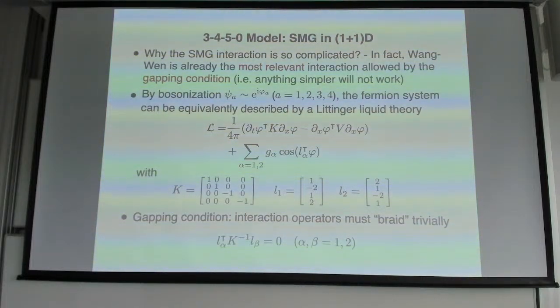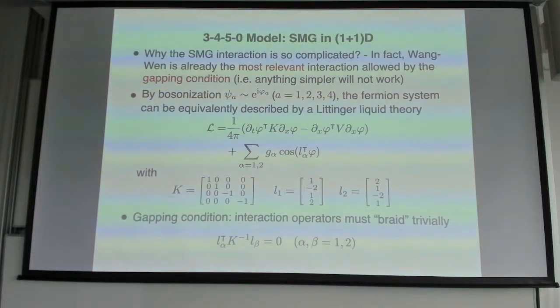So I want to explain why this SMG interaction, the 6-fermion interaction, sounds very complicated, and why is that? In fact, the Wang and Wen interaction is already the most relevant interaction allowed by the so-called gapping condition. There is some mysterious condition back there that says whether certain interactions will work. This basically means that anything simpler than this will not work. You can't really use a 4-fermion interaction to gap out the system, even though it's anomaly free.